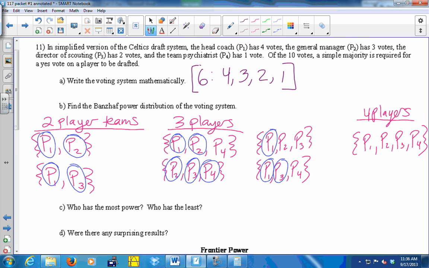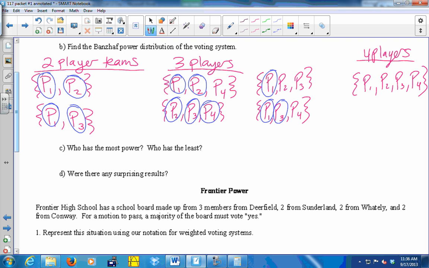All right, so then we measure power by fractions that use critical counts. Okay, so player 1, do it over here. Player 1 is critical 1, 2, 3, 4, 5 times. Out of a total of how many times is everyone critical? 12. So we have 1, 2, 3, 4, 5, 6, 7, 8, 9, 10, 11, 12. So player 1 has 5/12 of the power, almost half.